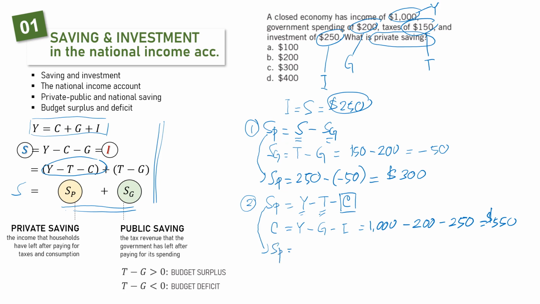Now substituting the consumption information into the equation of our private saving, we have all the information. Y is 1,000, tax is 150, and the consumption we have just obtained is 550. So the result will be private saving equal to 300. Obviously the result is exactly the same as our previous one.